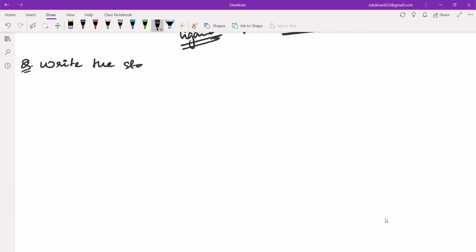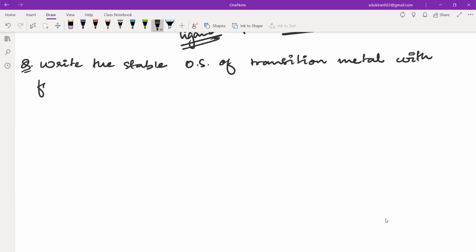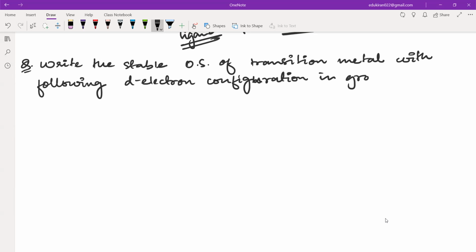Write the stable oxidation state of transition metal with following d electron configuration in ground state.